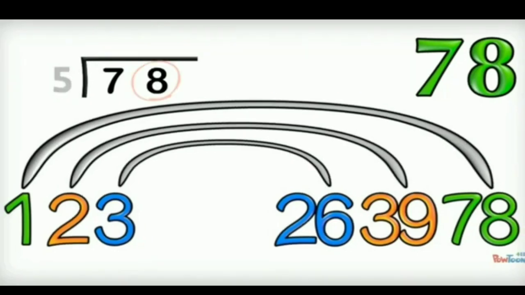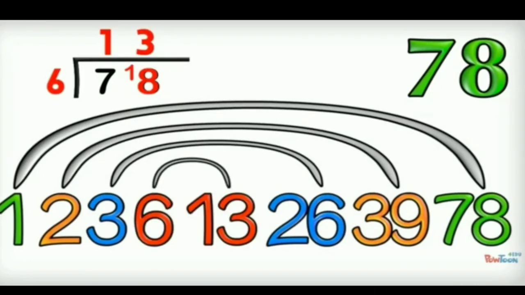Moving on to the 5, we found that again the remainder comes out not to be 0. So 5 is also not a factor of 78. Moving on to the number 6, we found that the quotient here is 13 and the remainder here is 0. So 6 and 13 are the next factors of 78.